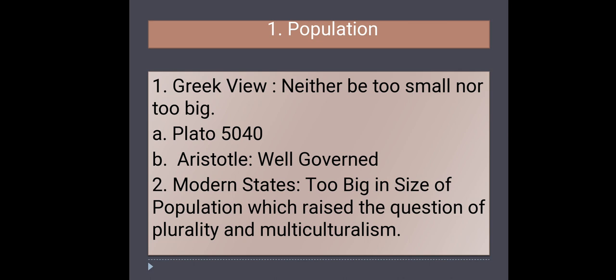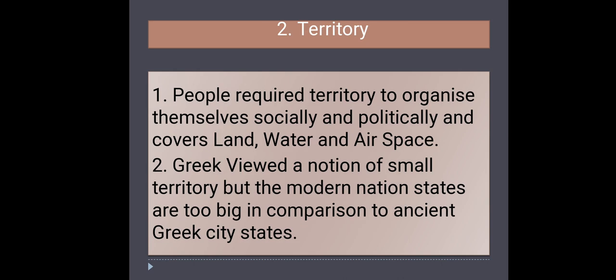But when we compare with the modern state system and modern states, which are very huge in size, a multicultural and plural state system, with such a huge size in population also. So population cannot be fixed, cannot be definite. And yes, population is one of the basic elements of the state.